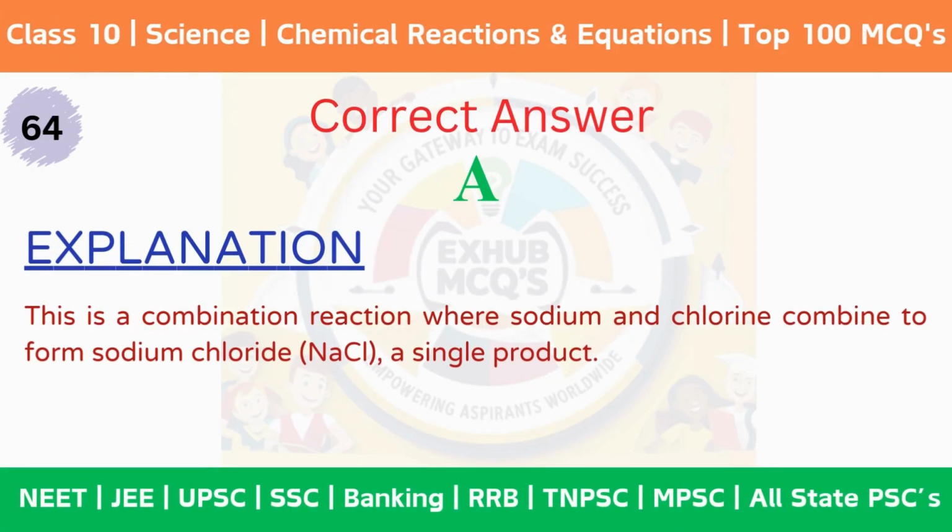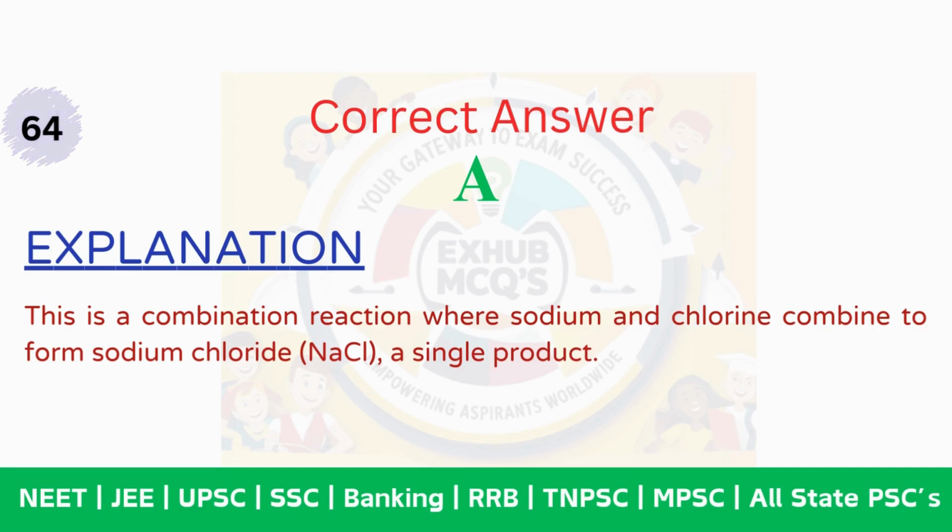The correct answer is option A, combination reaction. Explanation. Sodium and chlorine combine to form sodium chloride, a single product. This is a combination reaction as two elements join together.